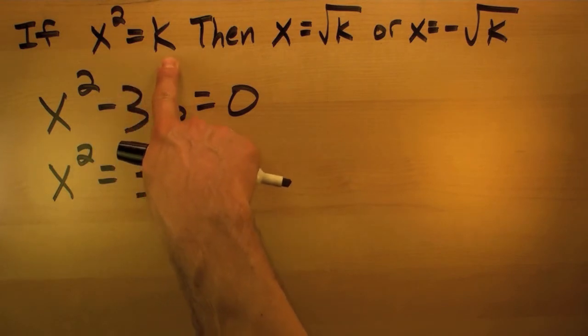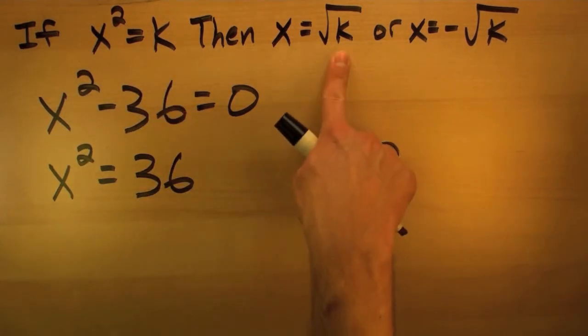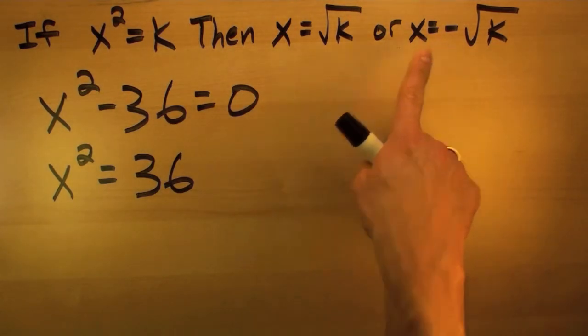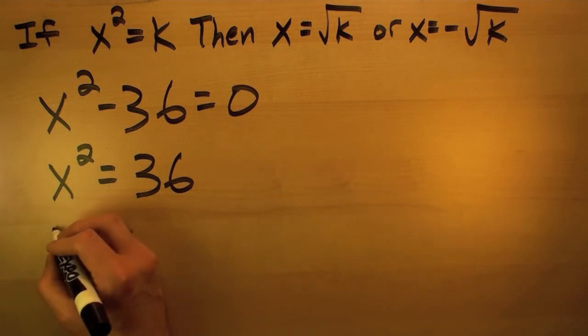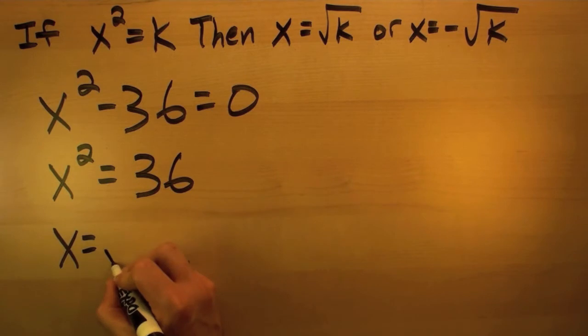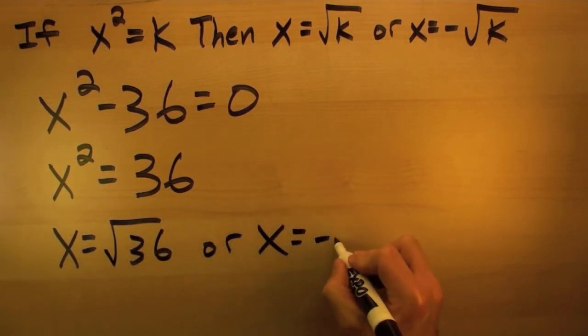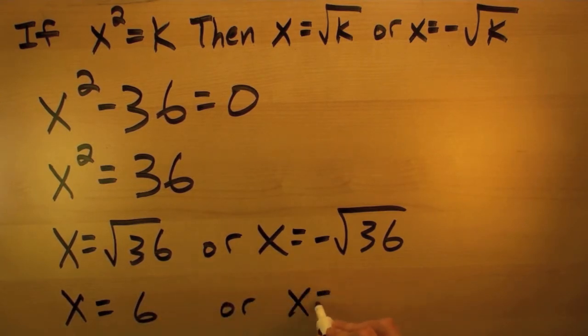X squared equals some number. So that tells us that either x is equal to the square root of k or x is equal to the negative square root of k. So in our case, the square root of 36 is 6. So x is equal to the square root of 36, or x is equal to the negative square root of 36. And we simplify each of these. X equals 6 or x equals negative 6.